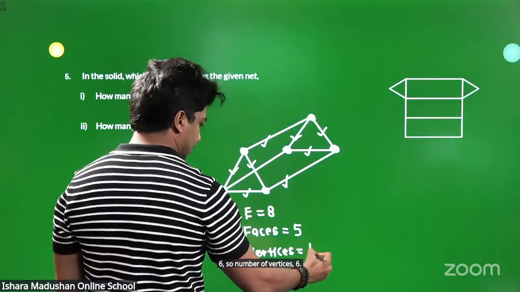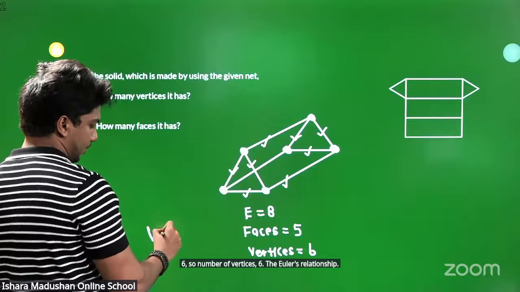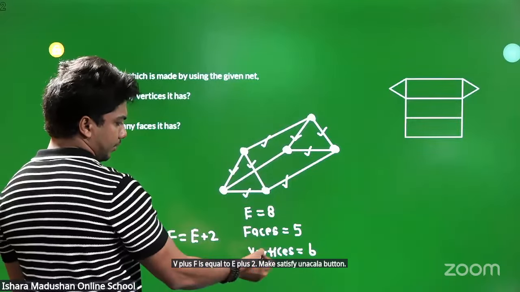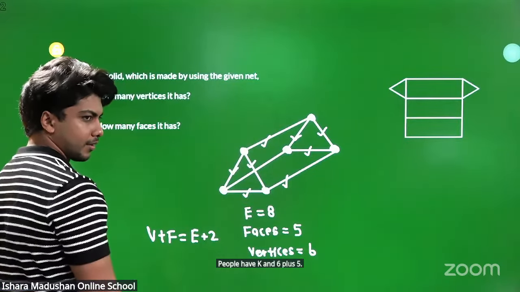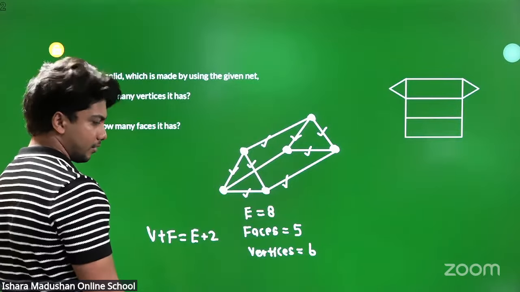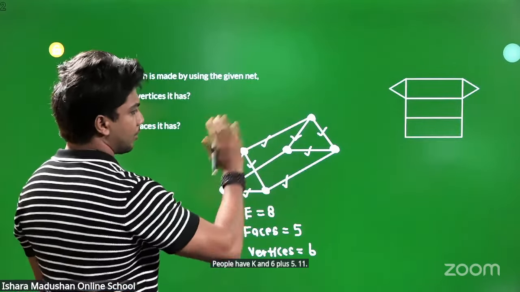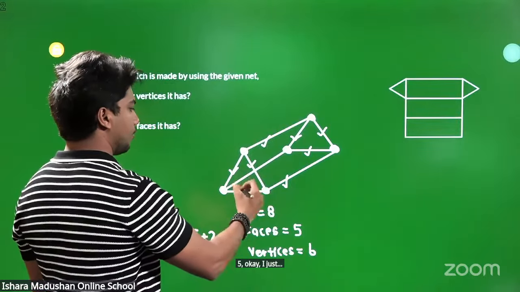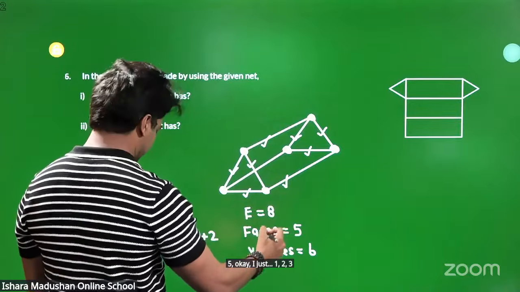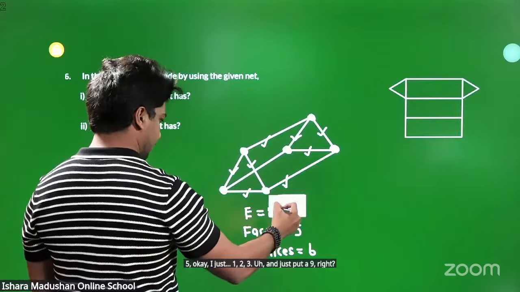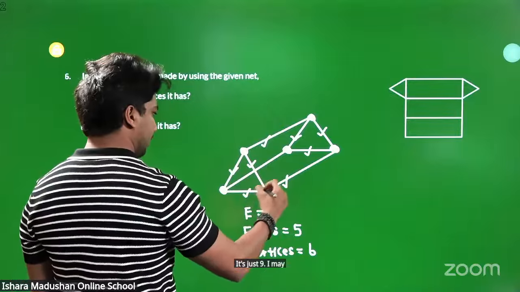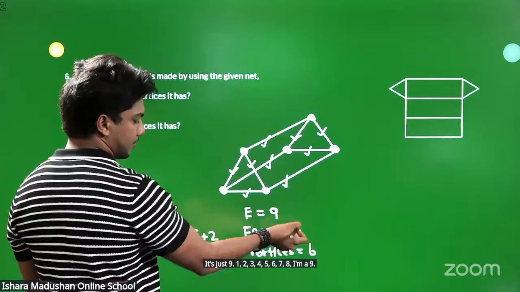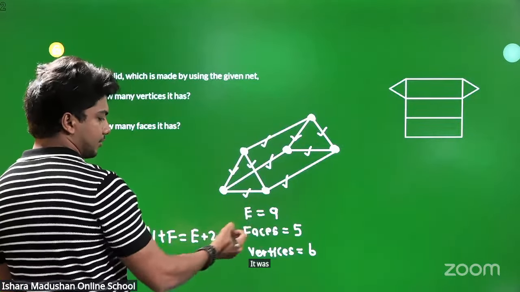Do you remember Euler's relationship, son? V plus F is equal to E plus 2. Let's check whether this is satisfied. V plus F is 6 plus 5, which is 11. Let me count the edges again: 1 2 3 ... Edges, son, are 9, right? Edges 9. Why did I get 8 earlier? V plus F is 6 plus 5, 11. It was E plus 2, 9 plus 2, 11.